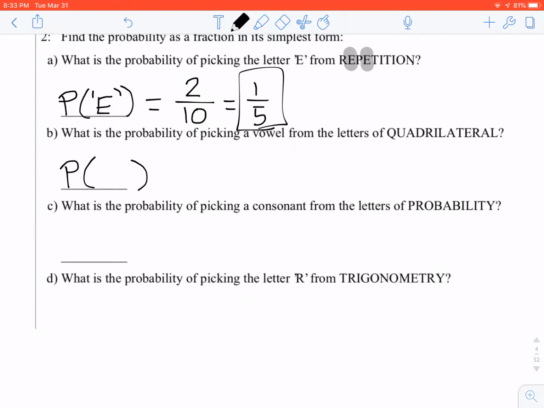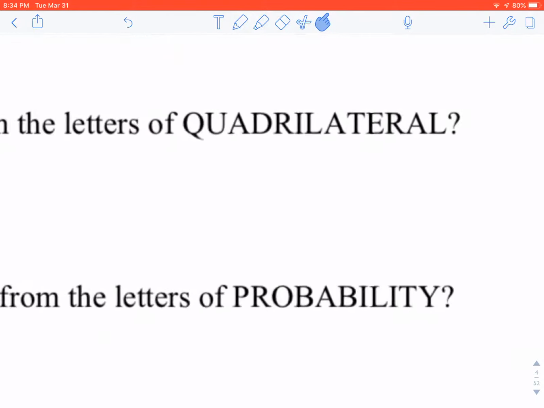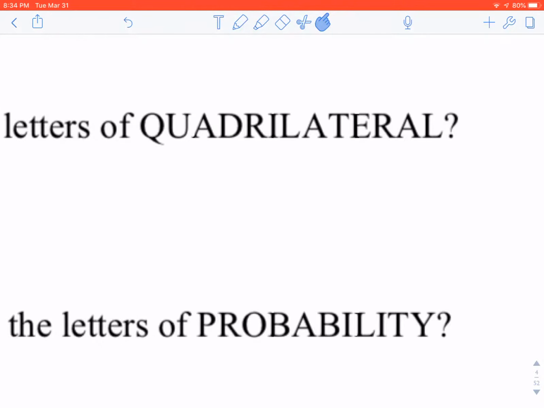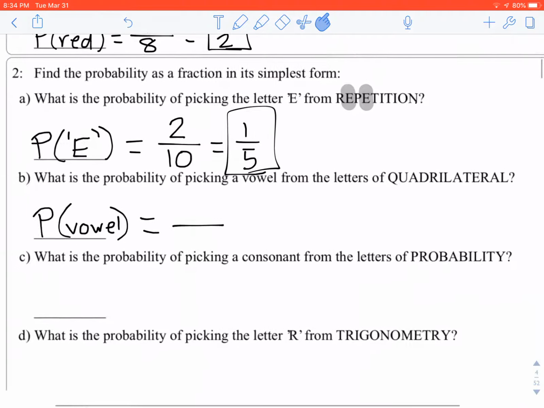Okay, letter B, let's use our notation. What is the probability of picking a vowel from the letters of quadrilateral? So remember, vowels are A, E, I, O, U. Okay, let's first figure out our total for the word quadrilateral. Okay, so I'm going to make this a little bit bigger. Okay, let's count our total up. 1, 2, 3, 4, 5, 6, 7, 8, 9, 10, 11, 12, 13. Okay, so there's 13 letters in the word quadrilateral.